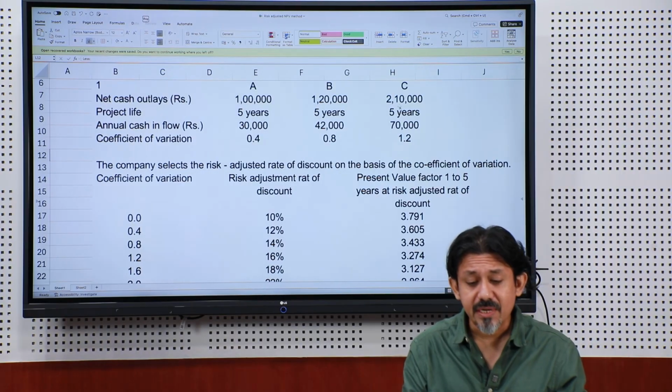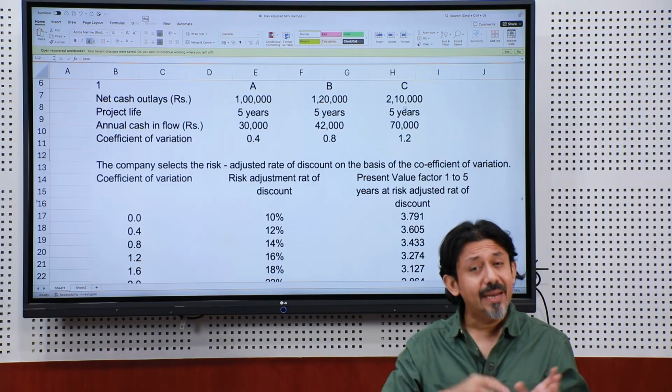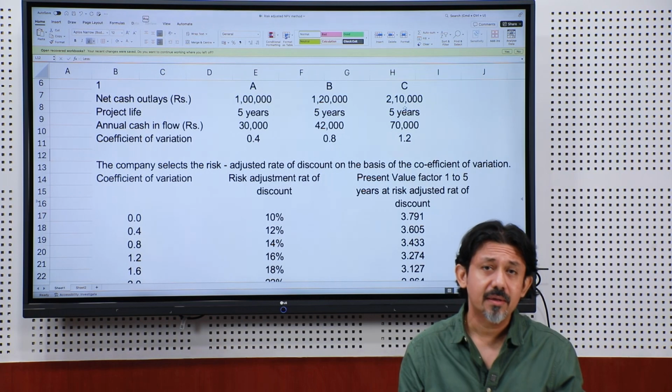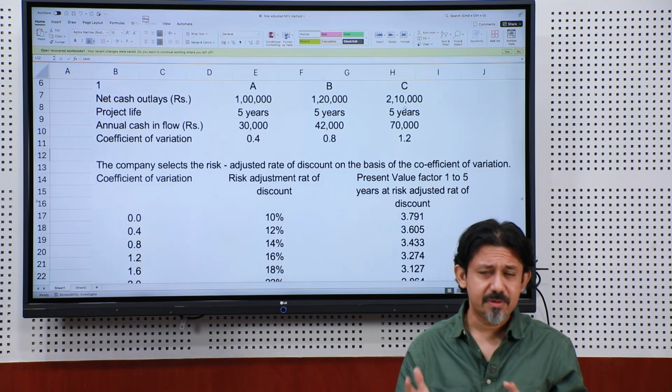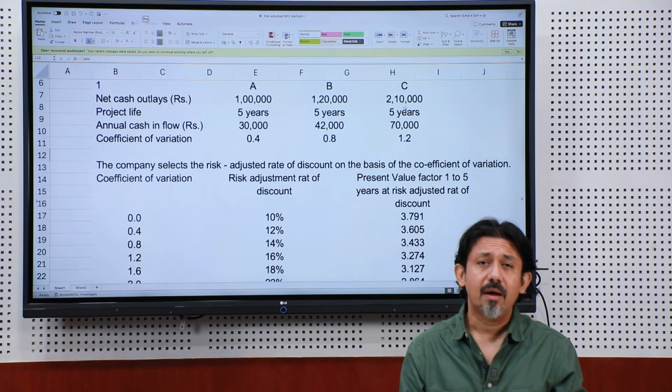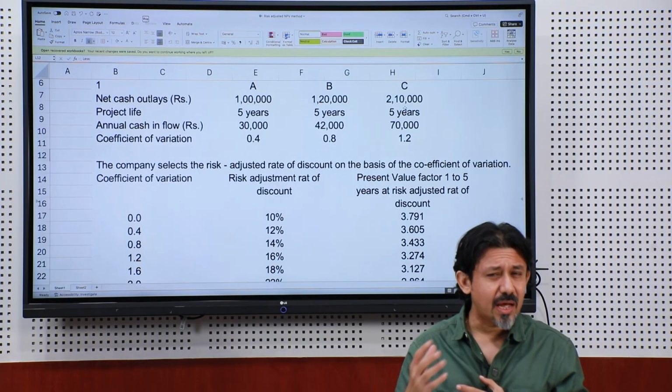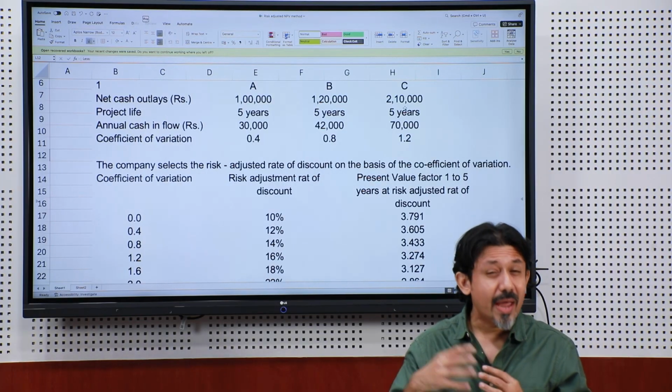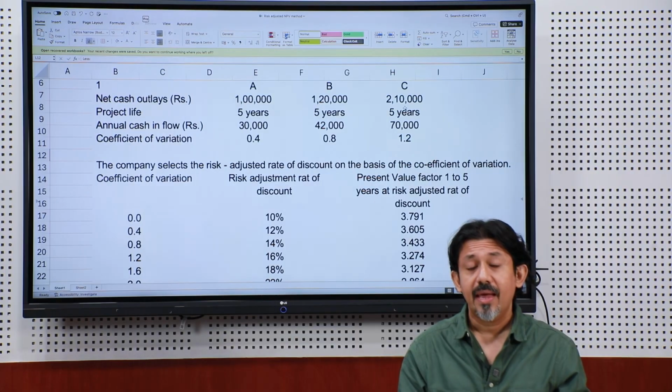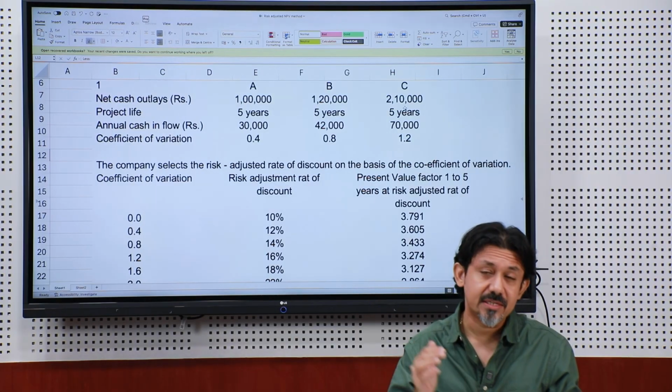And let us assume project C is completely in a different continent, you do not have any business connections over there, and hence you do not know the customers, you do not know the ways of doing business over there, and hence the degree of risk is highest in project C.